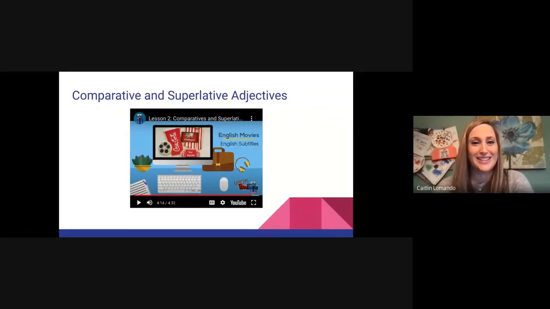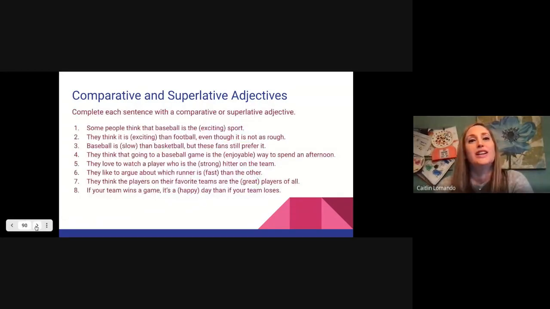All right, let's practice what we just saw. So complete each sentence with a comparative or superlative adjective. Some people think that baseball is the exciting sport. So we're comparing baseball to every single other sport. So that's superlative. So we're either going to add most or we're going to add est. Which one sounds right? It would sound right to say the most exciting sport.